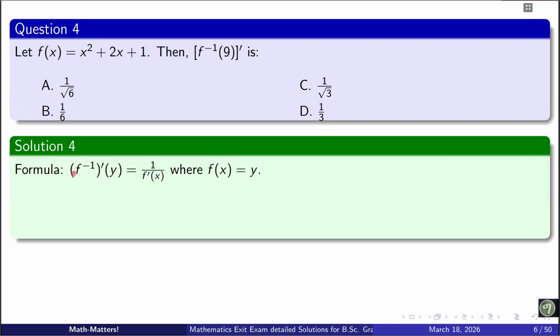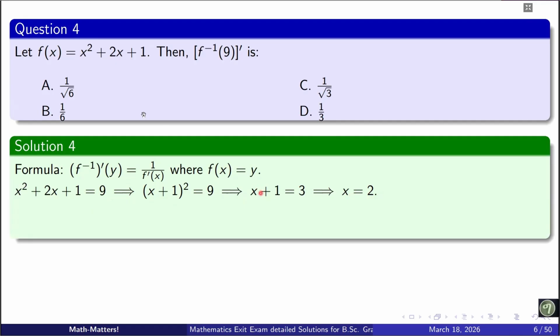Do you remember? The derivative of f inverse at y is exactly equal to 1 over the derivative of f at x, whenever f of x is equal to y. Therefore, x squared plus 2x plus 1 is equal to 9. This implies x plus 1, which is a perfect trinomial, that is x plus 1 squared is equal to 9. This implies x plus 1 is equal to 3, that means the value of x here is 2.